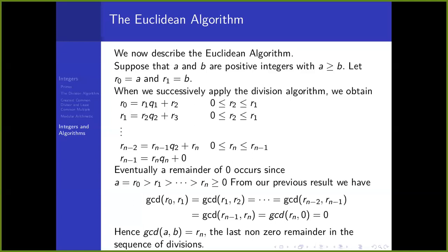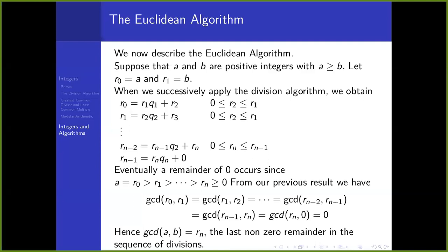So we repeat this. What we have done for R0 and R1, we do for R1 and R2 in the next line. We apply the division algorithm to R1 and R2, so that R1 will be equal to R2 Q2 plus R3. Here again, 0 must be less than or equal to R3, and R3 must be strictly less than R2. So again, I'll make those corrections before I share the slides.